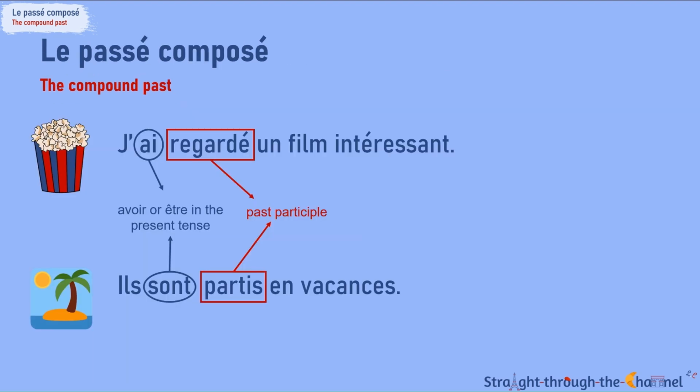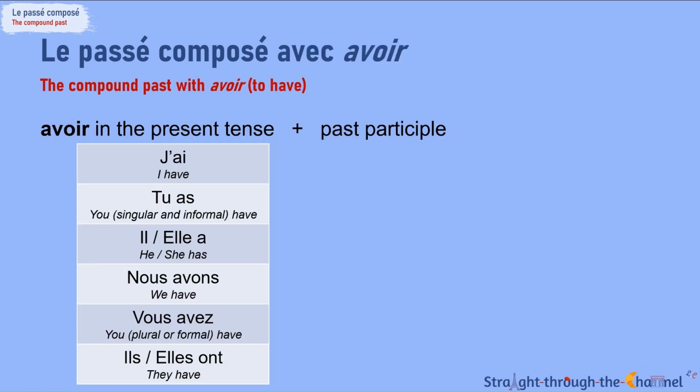Okay, so now that we know how to create a past participle, which is the second part of the passé composé, we need to focus on the first part, which we have seen is made of either the verb avoir or être in the present tense. For most verbs, we will use avoir in the present tense, followed by the past participle of the action word we are actually using. Remember, avoir in the present tense is j'ai, tu as, il, elle a, nous avons, vous avez, ils, elles ont.